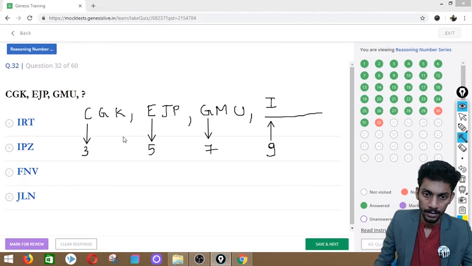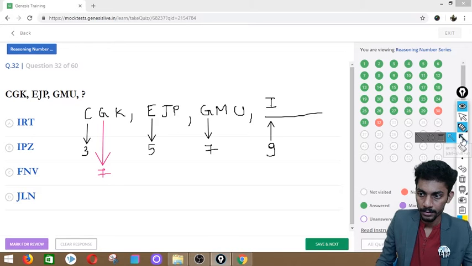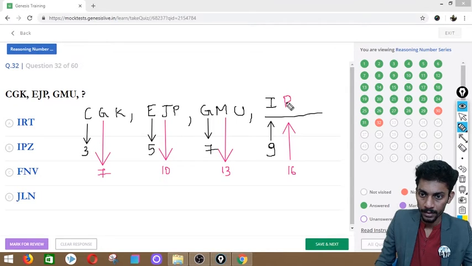Next one. G is the seventh letter, J, then we have M. J is the 10th letter and M is the 13th letter. What is the difference? 7, 10, 13. Next should be 16. Correct? Difference of 3 each. Which is the 16th letter in the alphabet? It is P. Okay, we only have option B as having I and P. That is the answer. Let's check the last one also.